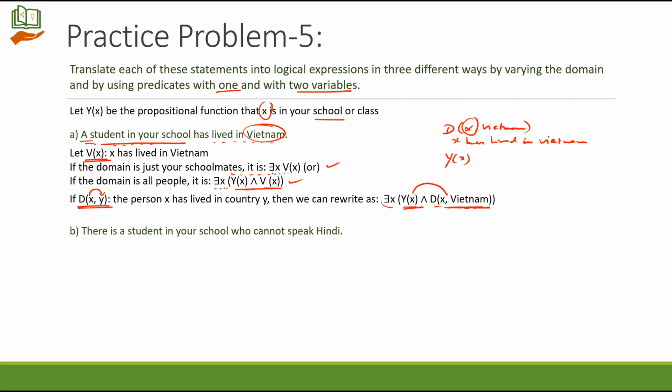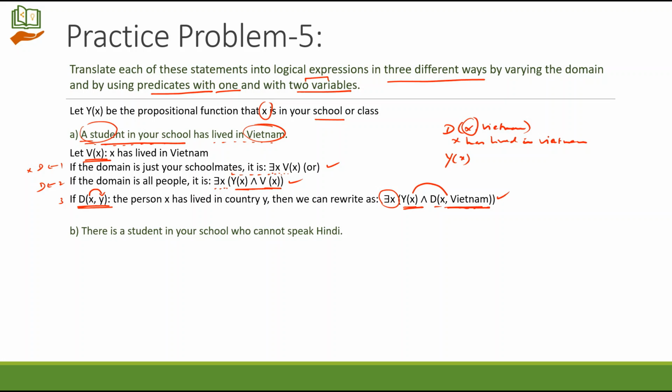And we use existential quantifier to denote that there is only one student who has done this. So this is first way, this is second way, and this is third way. So this is what they have told in 3 different ways. And we are varying the domain for the first 2 ways. So the first way has one domain and the second way has other domain, and both these domains are expressed using predicates with one variable, that is x. When we take 2 variable predicate, we use d of x comma y, which is the third way. So this is how we have to do for the remaining sub problems.